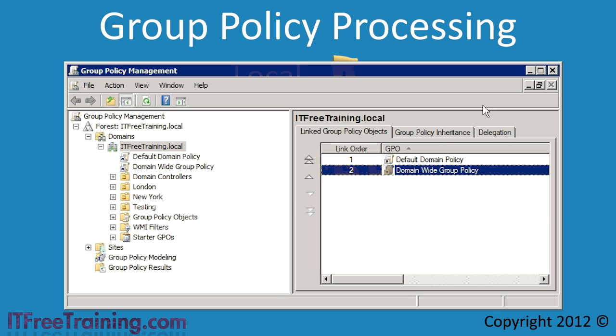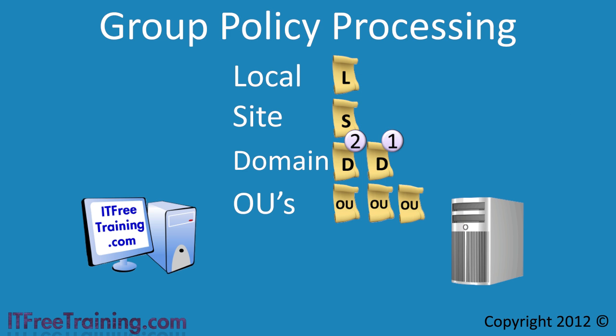To understand why, if I go back to the diagram, notice what happens if I add the link numbers to the group policy diagram. The domain group policy with link order 2 will be applied first. After this, the domain group policy with the link order 1 is applied next. This means that the group policy with the link order 1 will overwrite any settings applied from the group policy with the link order 2.